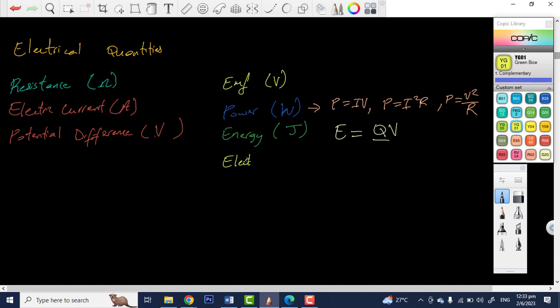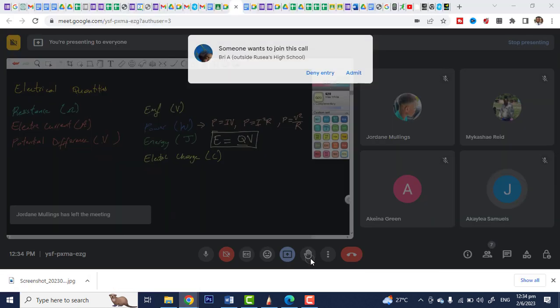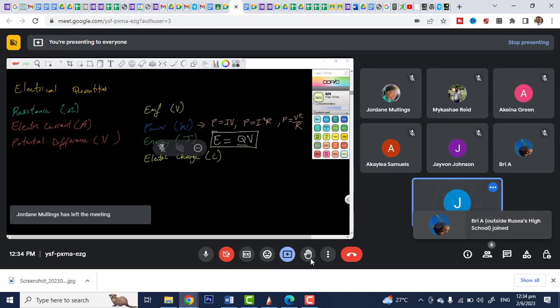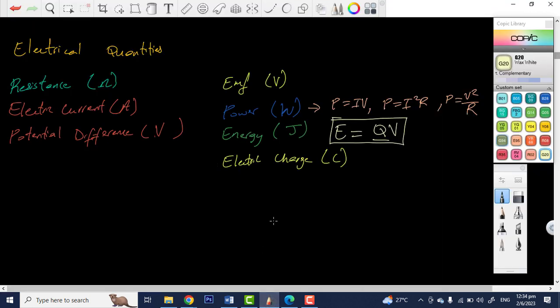And we need to be able to write expressions for energy that relates energy and potential difference, which is this expression right here. We'll say that E is equal to QV. Also, as I mentioned, electric charge, which we talked about earlier, is measured in coulombs, and the symbol is Q. So this expression right here relates the electric charge to the potential difference. It says that the energy is equal to the electric charge multiplied by the potential difference.